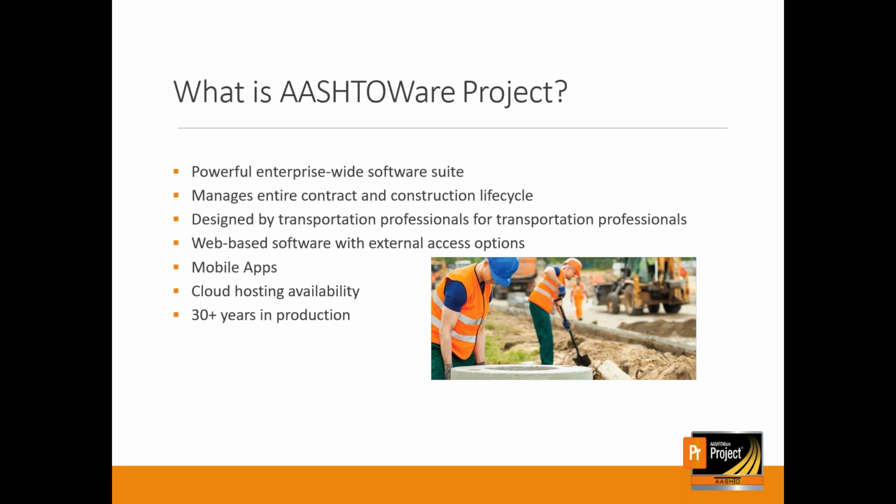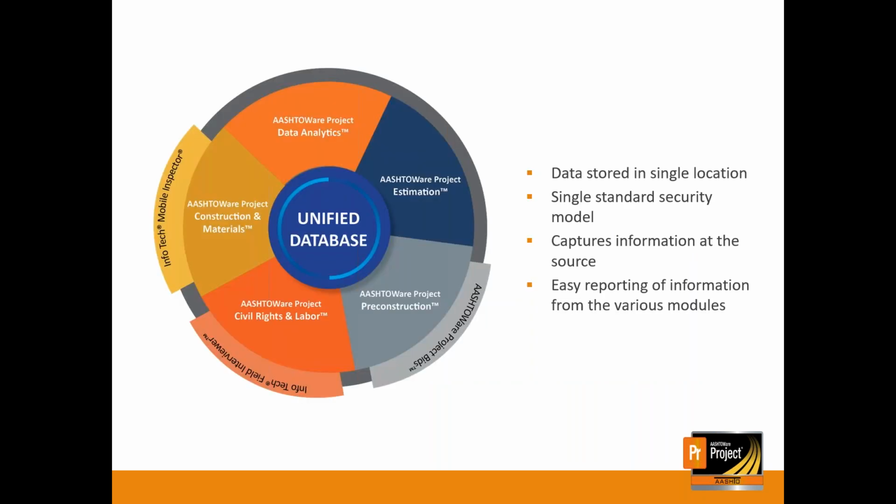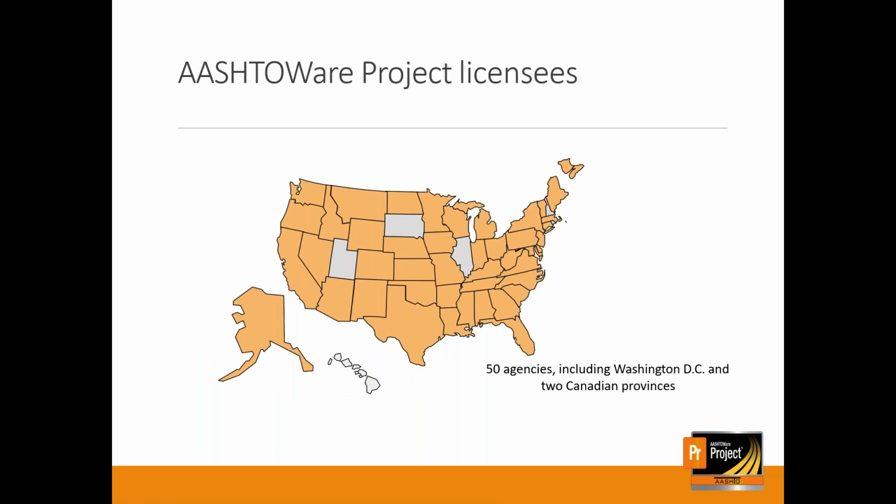It's an overview of Ashgate Project. On the technical side, it's data that's stored in a single location, has a single standard security model, captures all the information at the source, and has reporting capability. So the module that we'll be discussing in this webinar is the one that's to the lower left here, and it's the Ashgate Project Civil Rights and Labor. So Ashgate Project is also used by 50 agencies, including Washington, D.C., and 2 Canadian provinces.